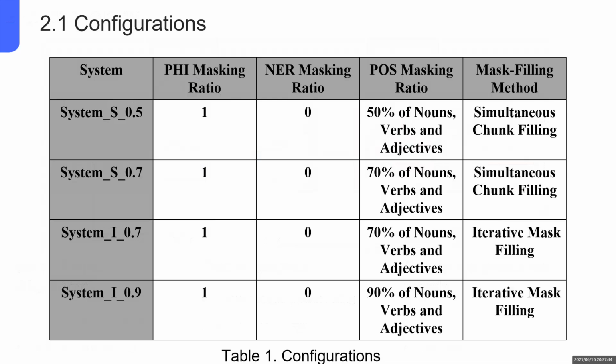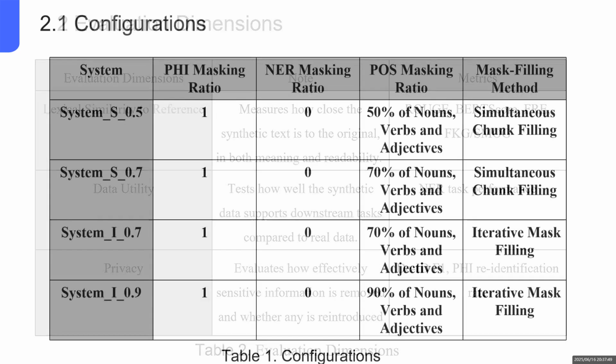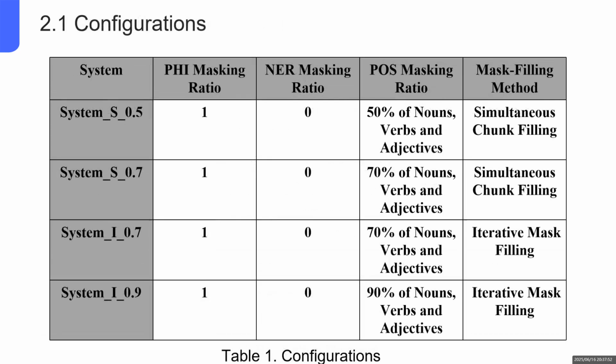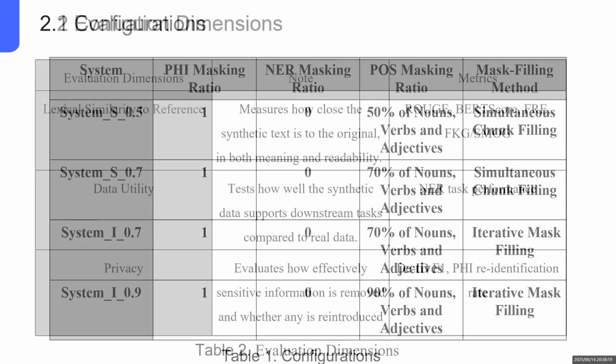Throughout the experiments, our main evaluation metric was perplexity, which reflects how confident the language model is in predicting masked words. After identifying the best performing configuration, we retrain the model using the entire dataset, both the training and validation portions, to finalize the synthetic generation setup. This allowed us to examine how the masking ratio and filling strategy influence performance.